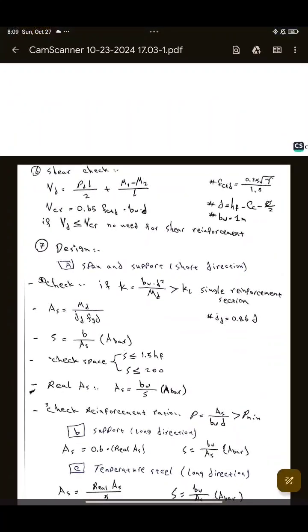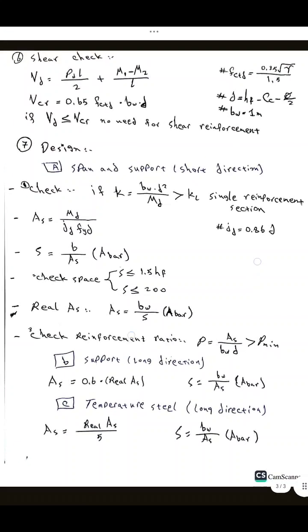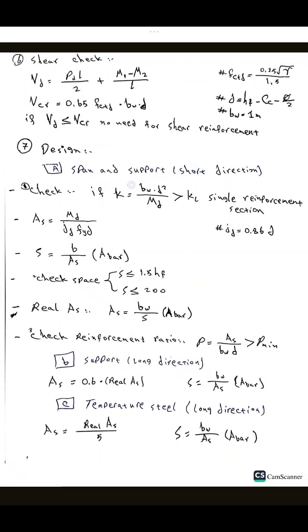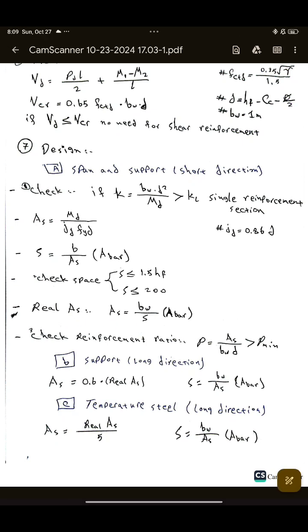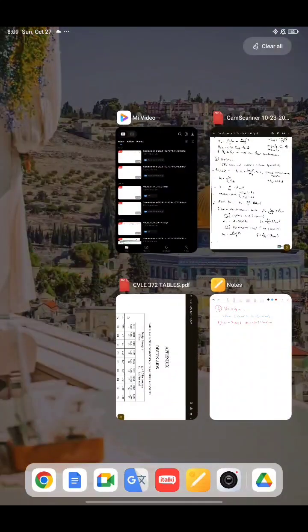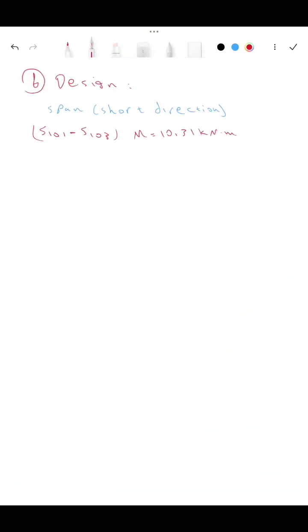How we design. These are the designing formulas. First of all, as you see here, the span and support short direction, the formula for designing span and support. After we design all the spans and supports, we will start with the long direction for the support and for the temperature steel in the long direction. So first of all, we have 3 checks in the designing for span and support, and we have some formulas to define the area of steel. Then we will check the space, and then we will define the real area of steel. So just like normal steps to solve to find the area of the design of the span and support.